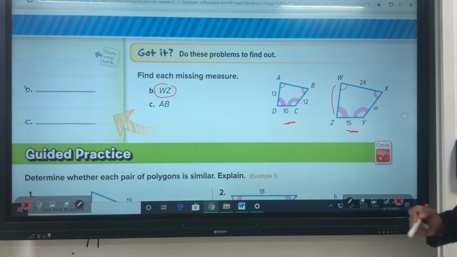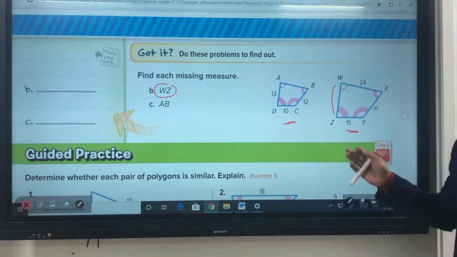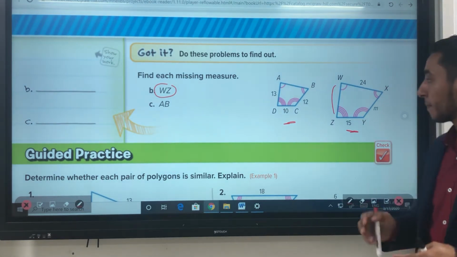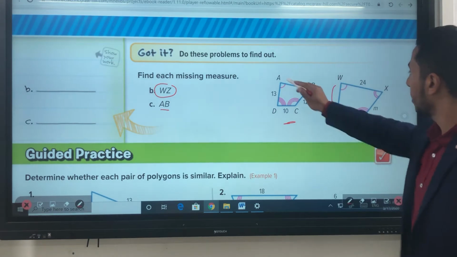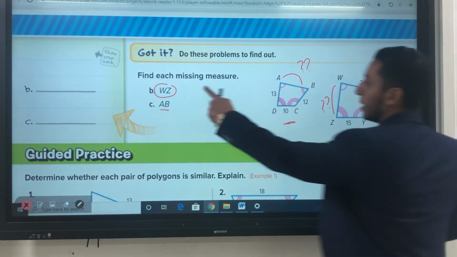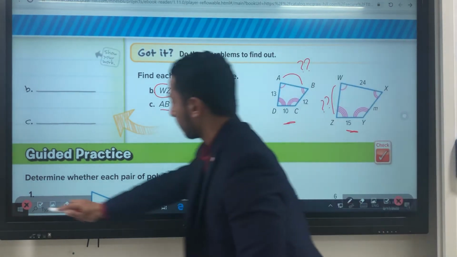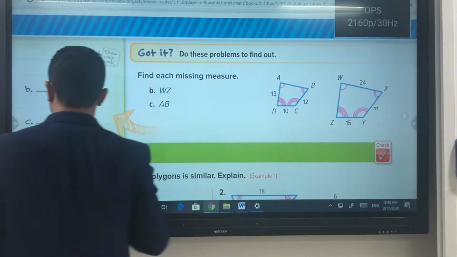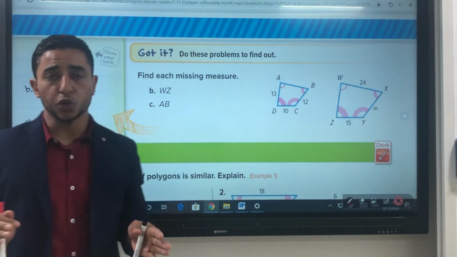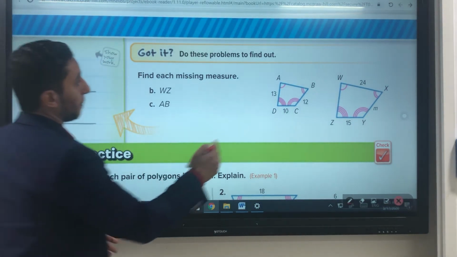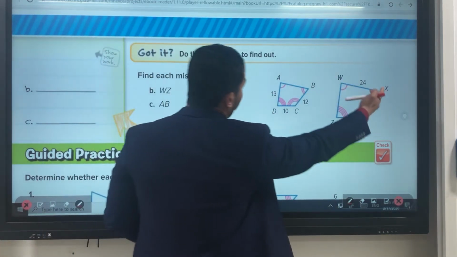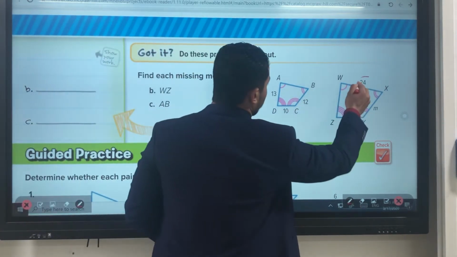WZ is a side. So you don't need to use the angles, we need to use the sides or the ratios between sides. And AB. So the question now: find each missing measure. First of all, you have two similar polygons, so write the ratio between sides. For example, if you start from big over small, or if you start from small over big, it's the same. So I will start from here.